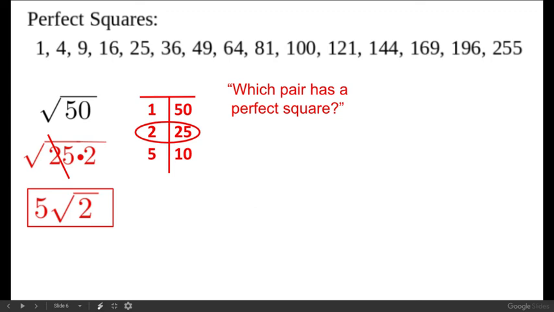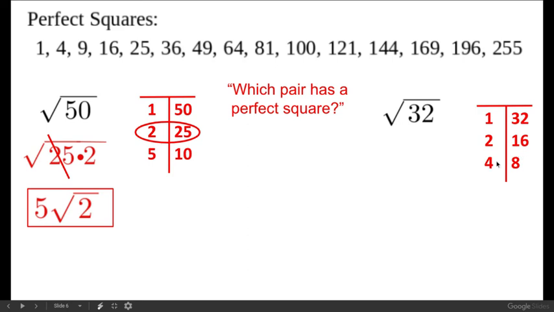Okay, so let's do another example. We have the square root of 32. When I look at my numbers up here, it's obviously not a perfect square. So I'm going to have to list all my factors of 32 first. When I do my t-chart, we have 1 and 32, 2 and 16, 4 and 8. So out of all my factors, which pair has a perfect square in it? 4 is a perfect square, but 16 is also a perfect square.